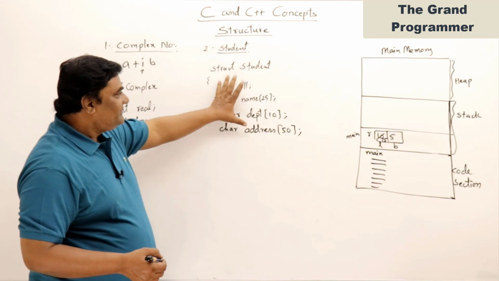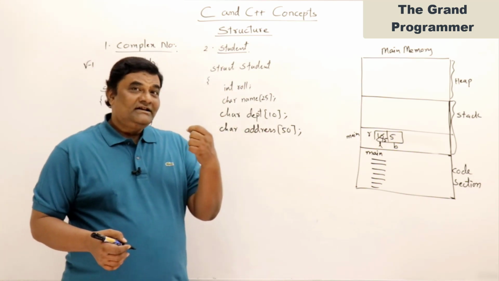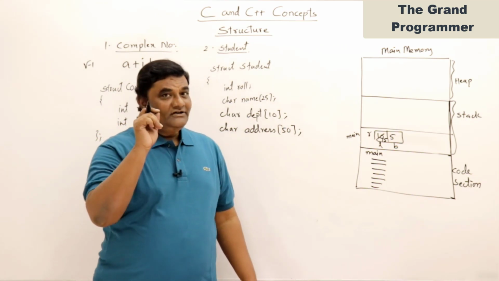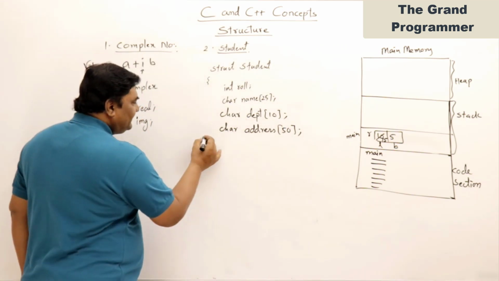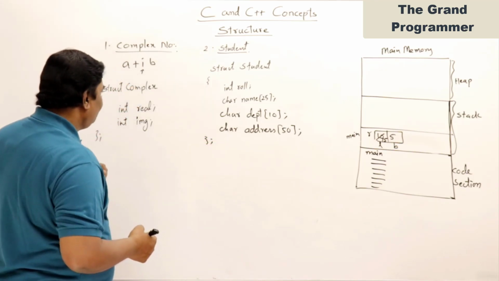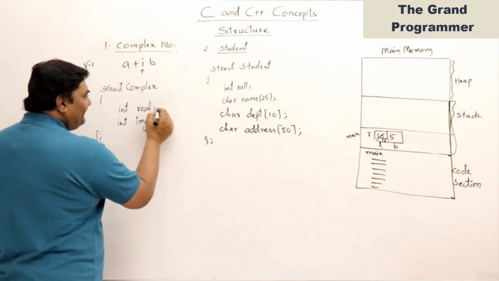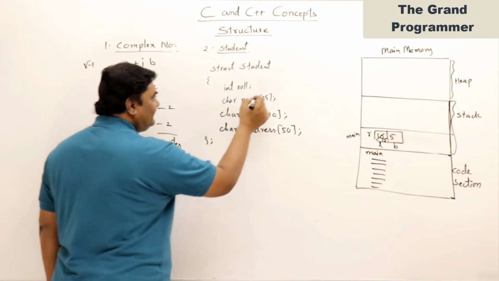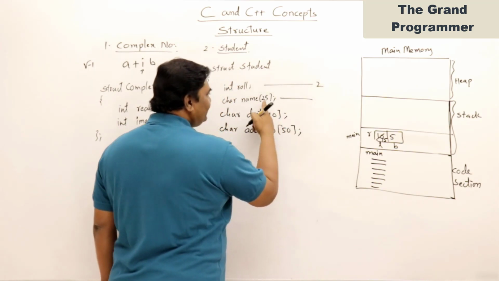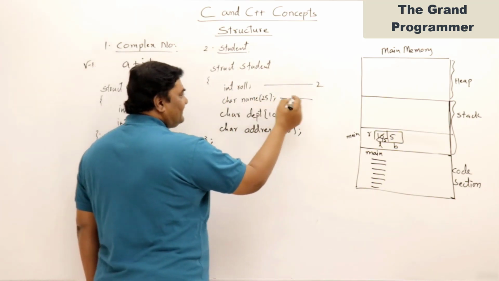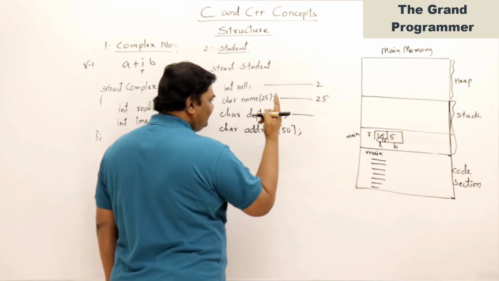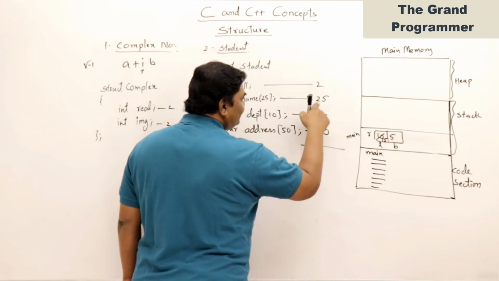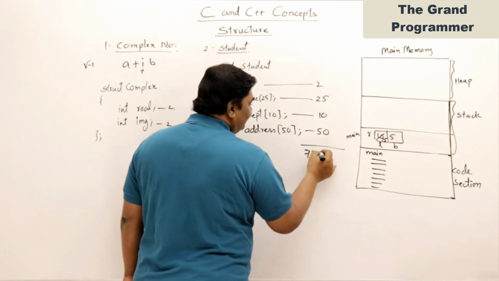All that together forms a single student structure, and when you declare a variable, you get all these things together, and you can access each of them individually using the dot operator. So this is another idea of a structure. Now, if I calculate the amount of memory it's taking, the integer is taking 2 bytes. The character type, 25 characters, takes 25 bytes because a character takes just 1 byte. And this is 10 bytes and this is 50 bytes. So this is 60, 75, 77. So this is taking 77 bytes.